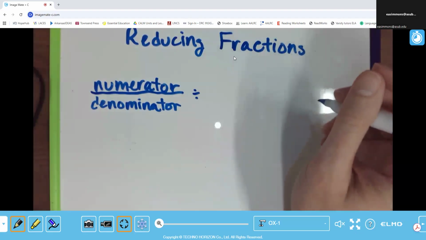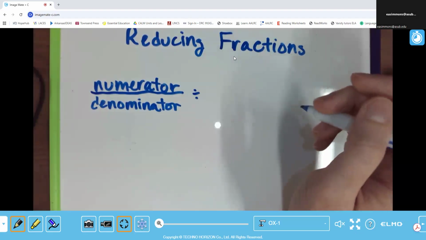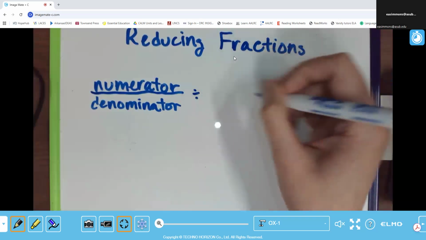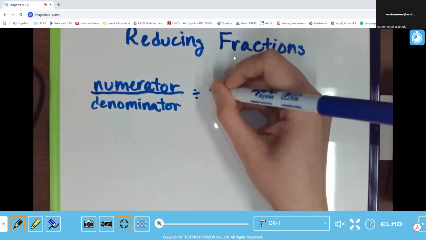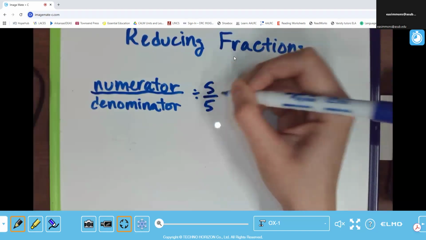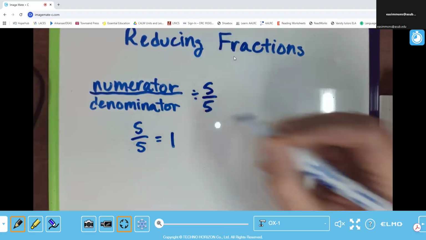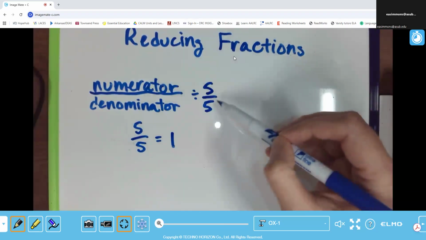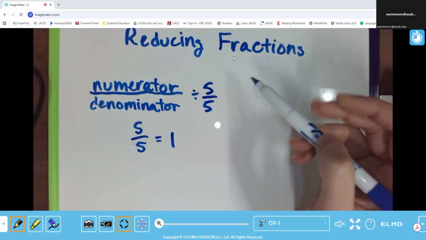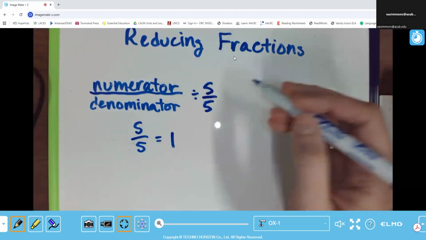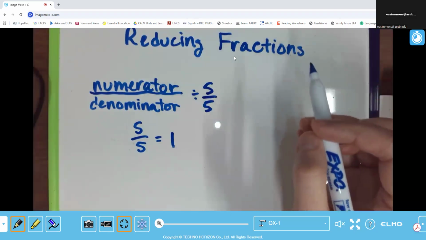So when we have any number over itself, that means we've got 1. So for example, if we divide the numerator and denominator by the same number, maybe we're dividing it by 5 over 5. 5 over 5 is equal to 1. So dividing by 5 over 5 is the same thing as dividing by 1, and that keeps our fraction balanced with the numerator and denominator.